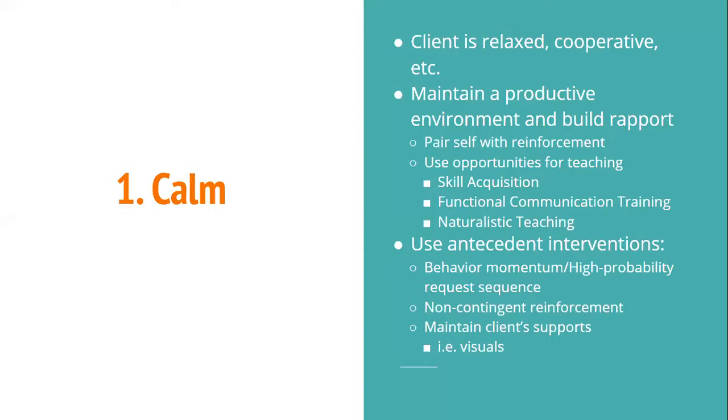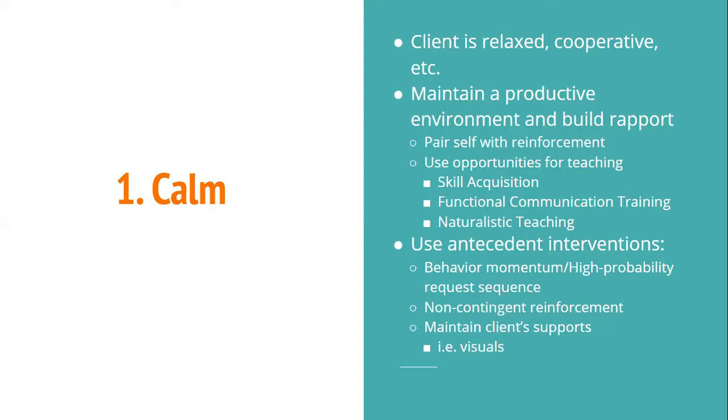What are we working on with the kids? We're working on skill acquisition. We're working on functional communication training. We're using naturalistic teaching. We might be getting assessments done or evaluations. And during this time, we want to use antecedent interventions. When we're using behavior momentum or high probability requests as an antecedent intervention, that means that we are trying to promote compliance, including tasks that are easy to be completed.